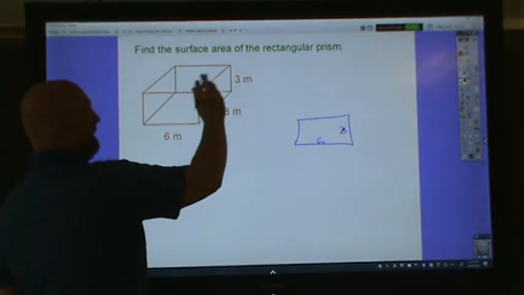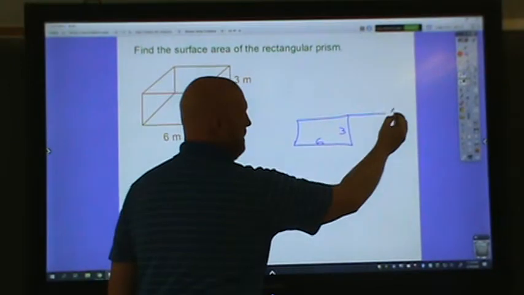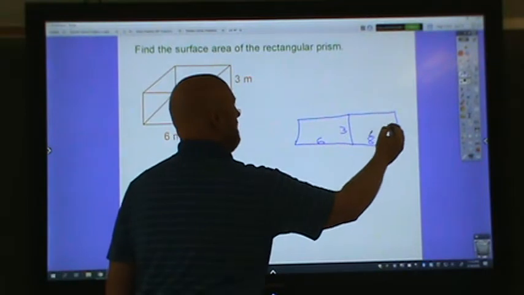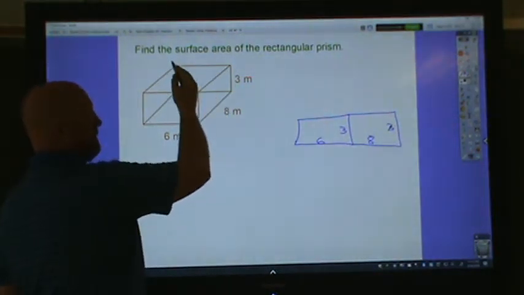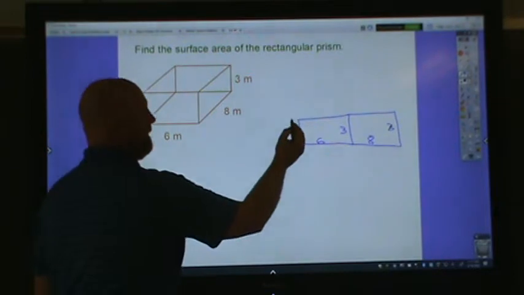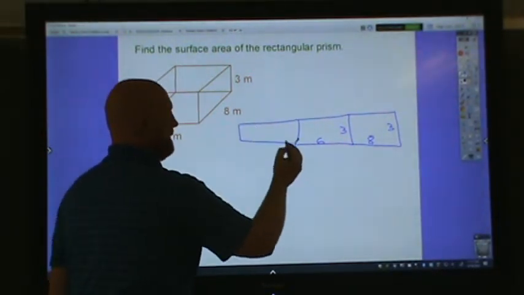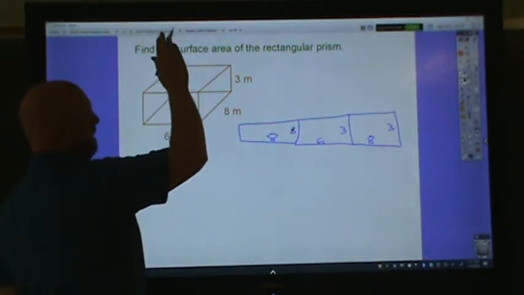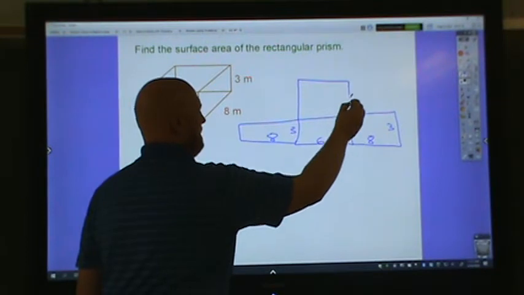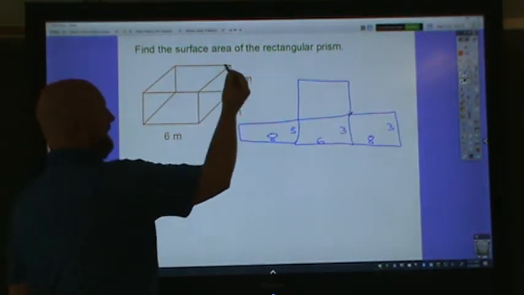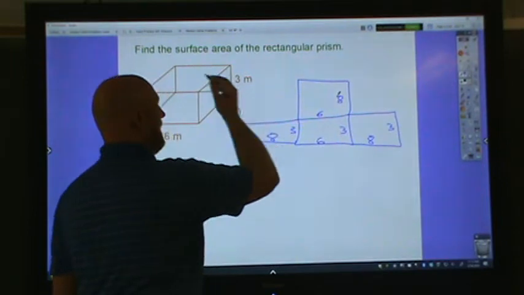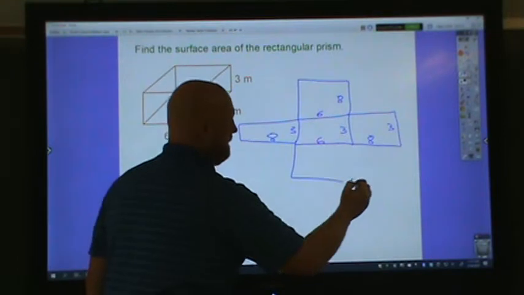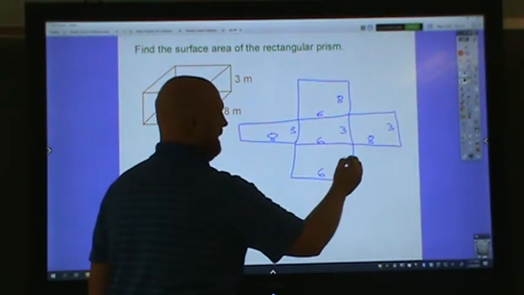I would fold this rectangle on the right out to the right, and that would give me another rectangle, which was 8 by 3. The right-hand surface is going to match the left-hand surface, so that'll be another rectangle that's 8 by 3. I'd fold this top rectangle up, and that would be 6 by 8. And the top should match the bottom, so I'm going to fold the bottom down to give myself yet another rectangle that's 6 by 8.